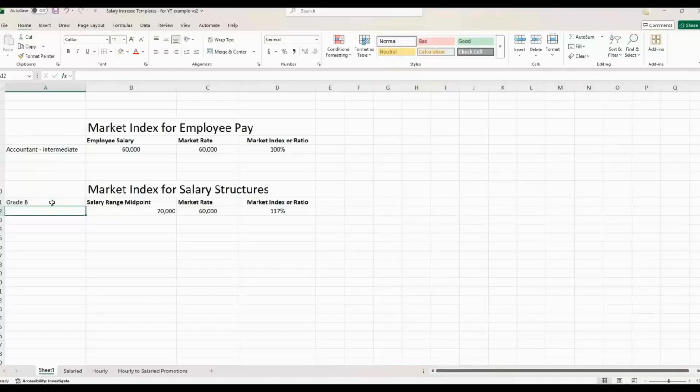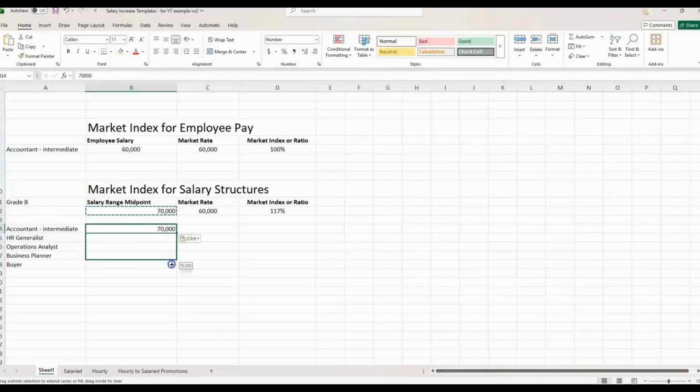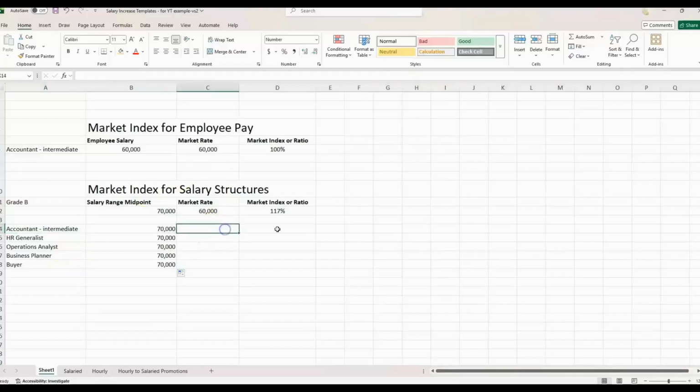The salary grades could be letters, numbers, or alphanumeric. But say that in grade B, you have accountants, you have HR generalists, and a lot of different jobs are going to be in one grade. Say there are 5 different jobs falling within grade B. They're all going to have the same salary range midpoint if all of these jobs fall in the same grade, but they could have different market values for each job, which is typically what you're going to find in the salary survey.